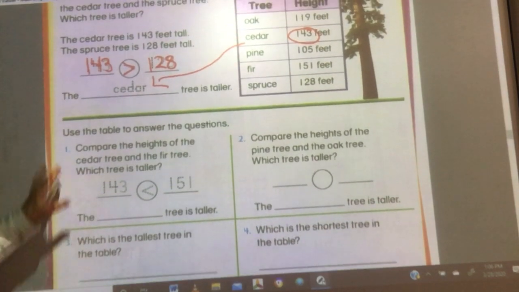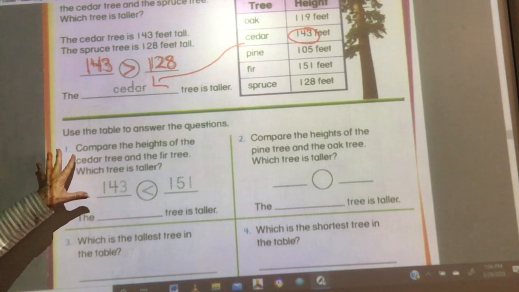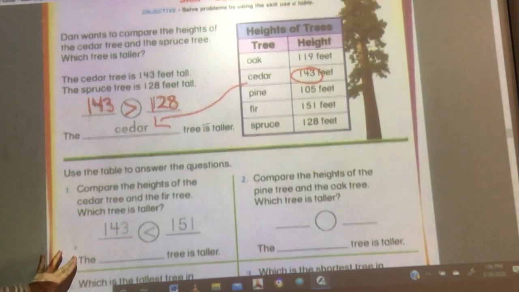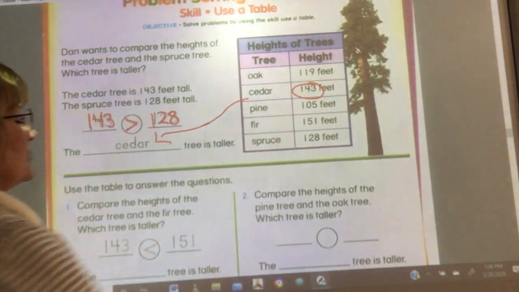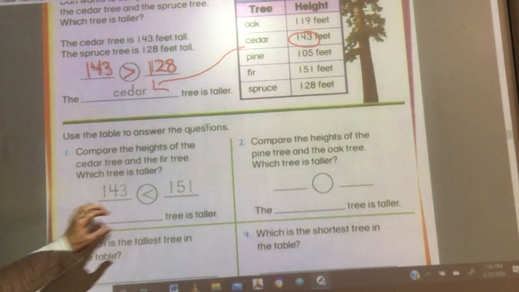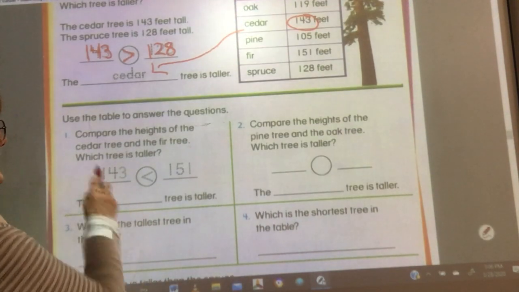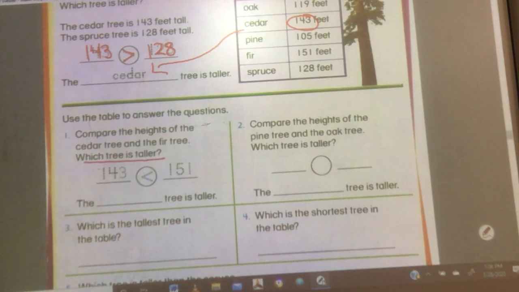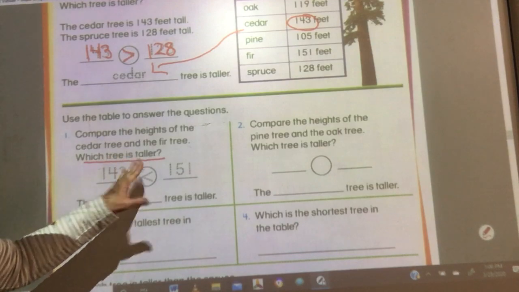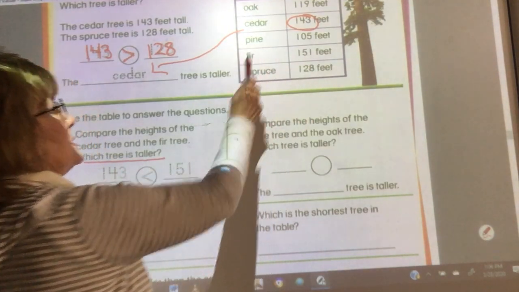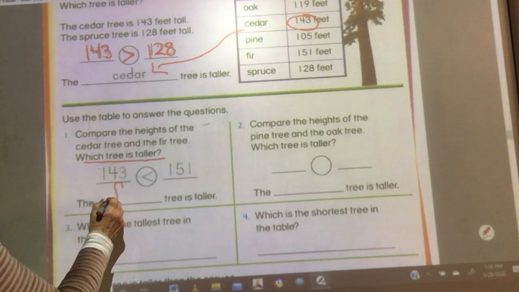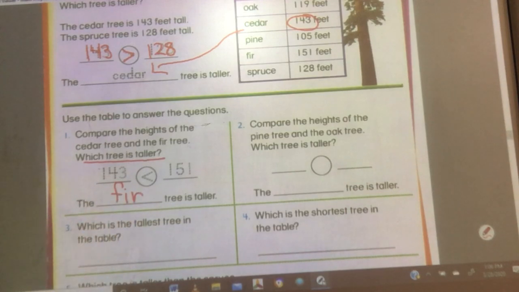Okay, so you're using that chart to answer these questions. Now using the table, compare the heights of the cedar and the fir. So it's 143 is less than 151. So you might want to underline, what are they asking you? Which is taller? So what will you write? Which one is 151 feet? That would be the fir, correct?